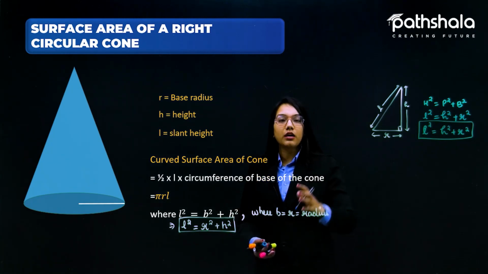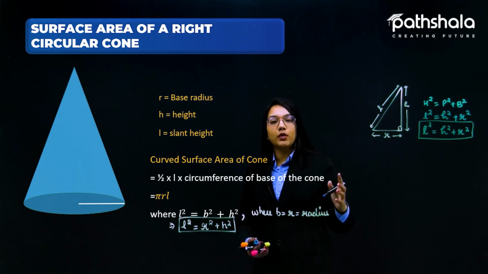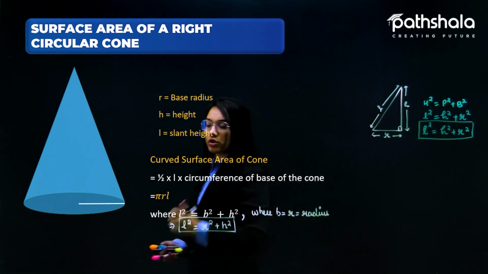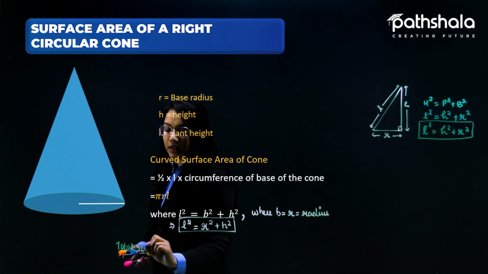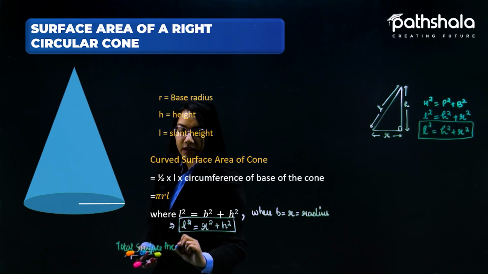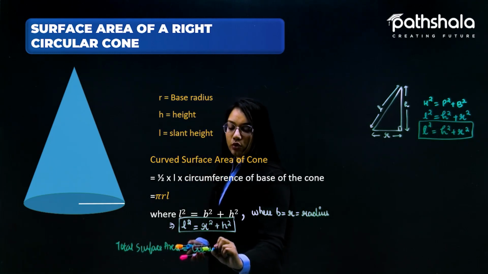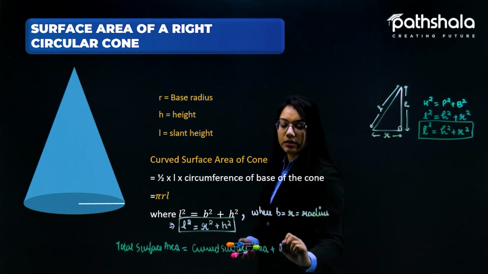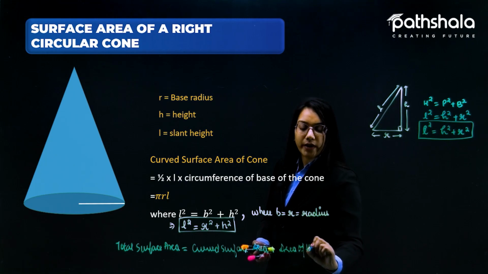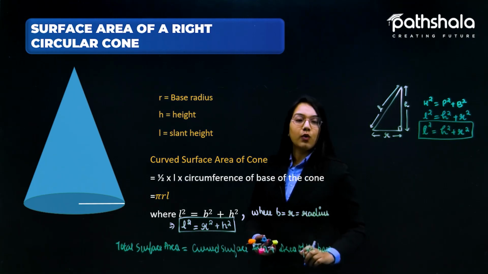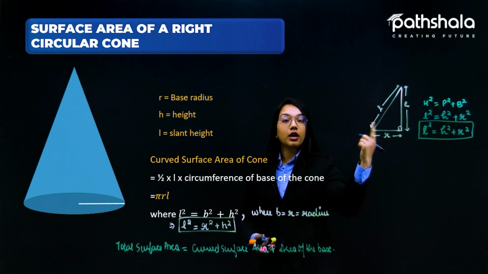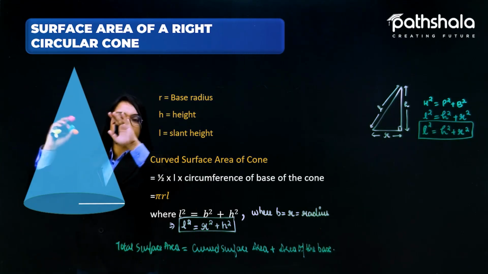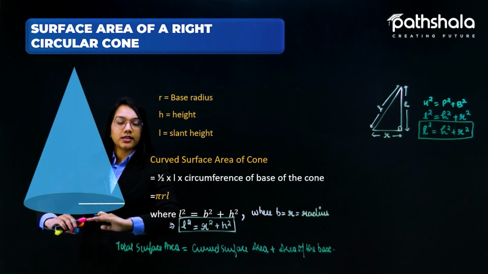This is called the curved surface area of the cone, which is equal to pi RL. Now let us suppose I'm talking about the total surface area. What would be the total surface area? The total surface area of the cone should be equal to the curved surface area plus the area of the base. It is quite easy to see, because if we are talking about a cone, there are two things in a cone. One is the curved surface area, this portion here, and the other is the base area.